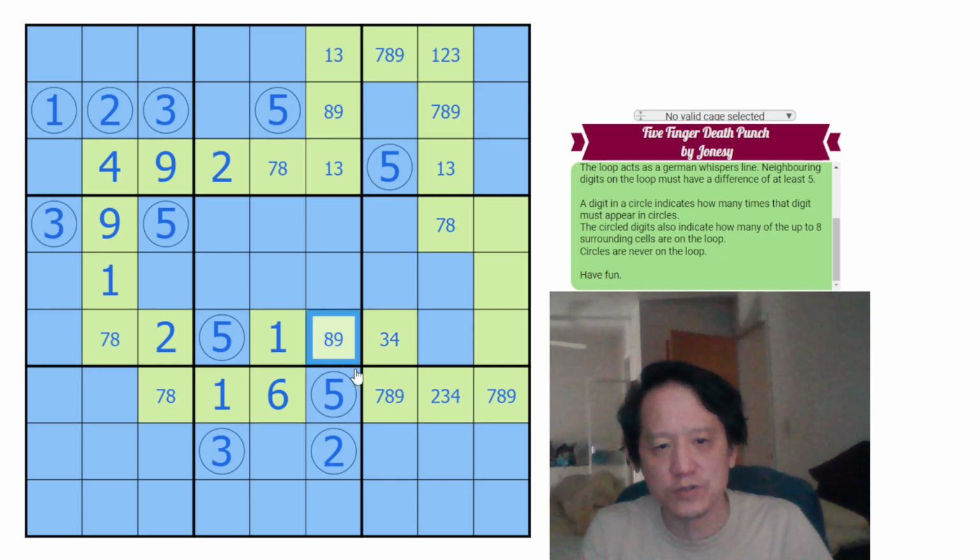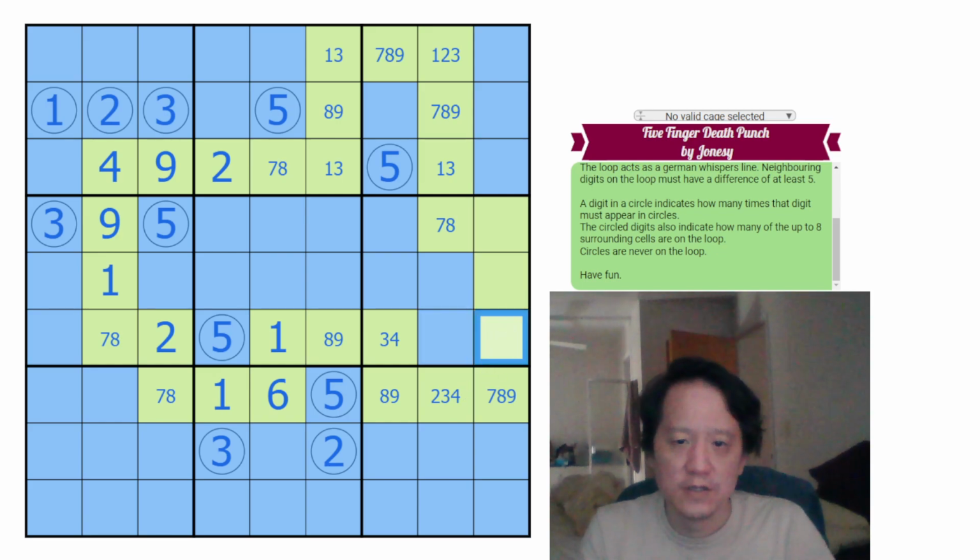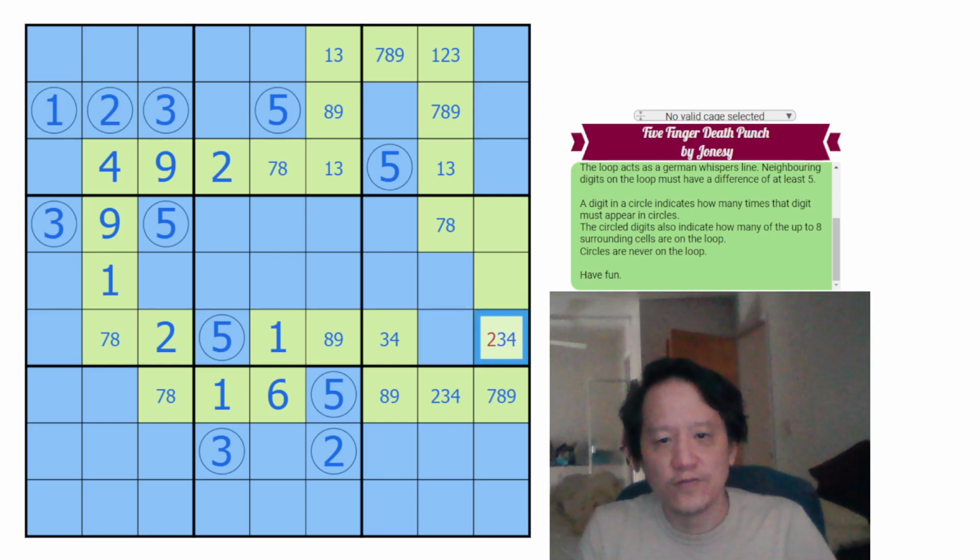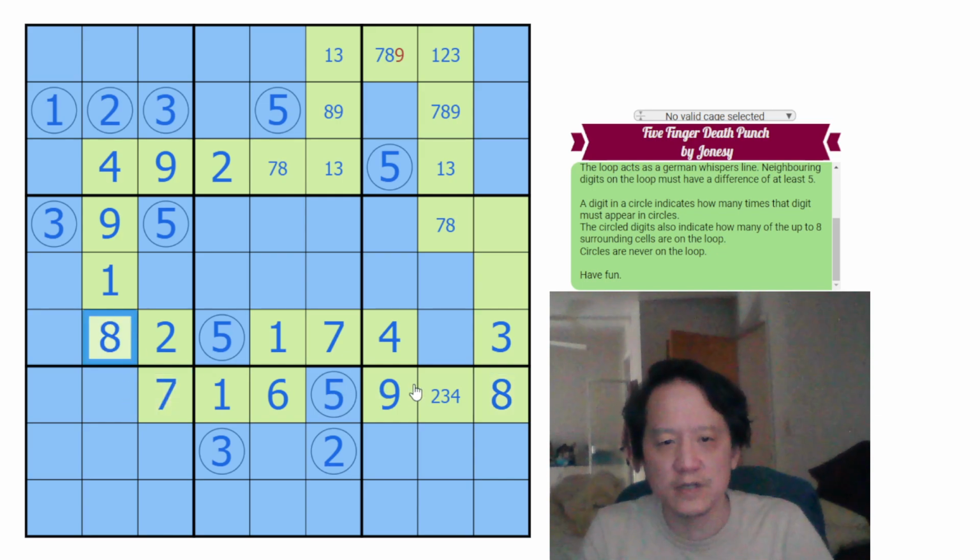This is 3 or 4, so this is 8 or 9. This is 8 or 9. This is 2, 3, 4. Can't be 4. So this is 3. This is 4, which makes that 9 and 9. This makes that 8. This is 7. This is 8. This has to be 7 or 9. So this is 1, 2, or 3. 1, 2. This can't be 9.